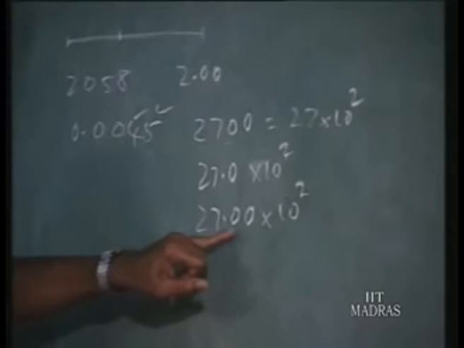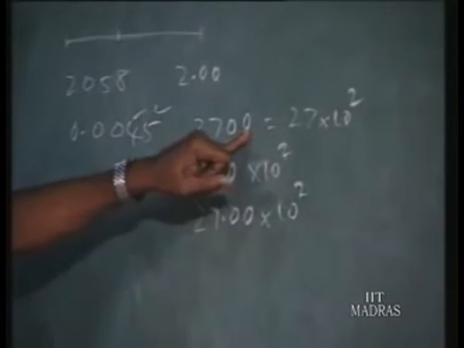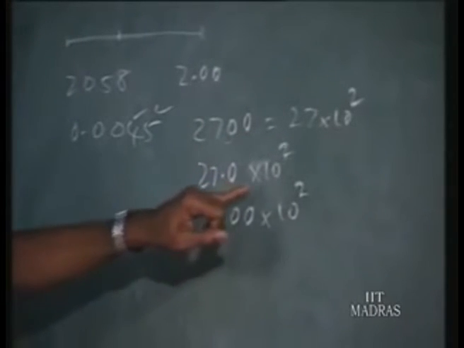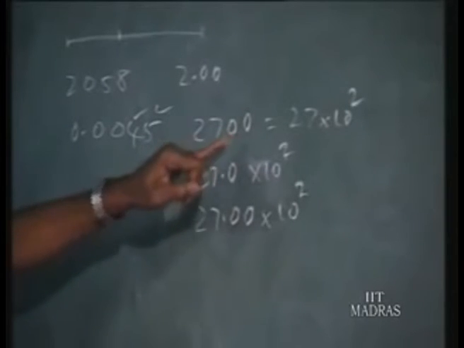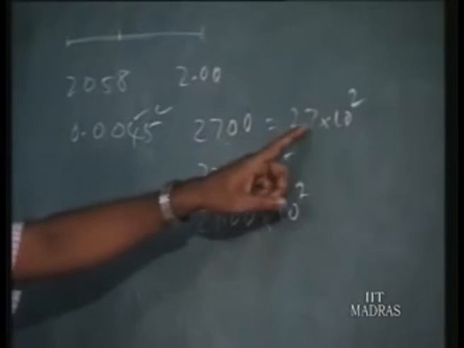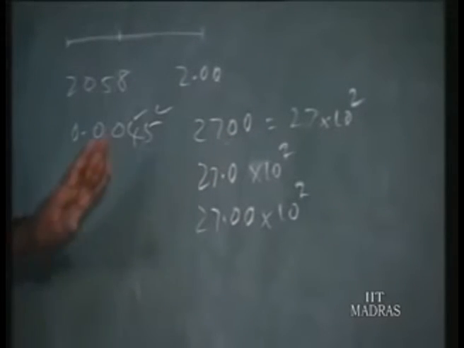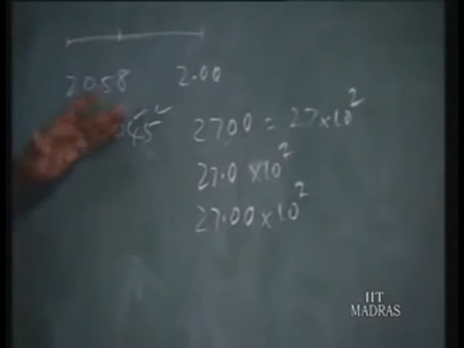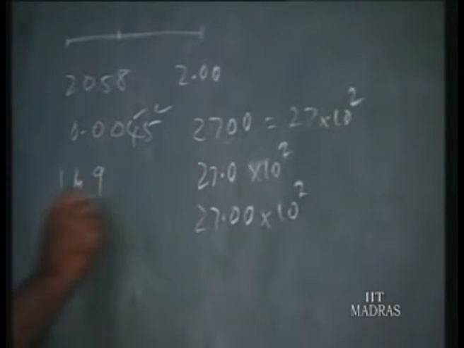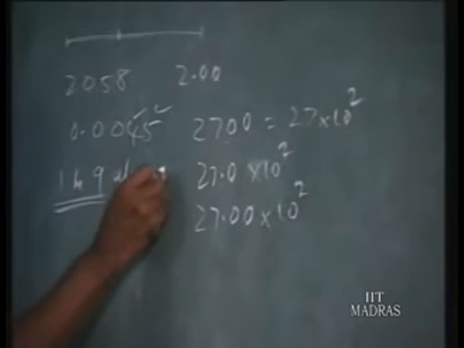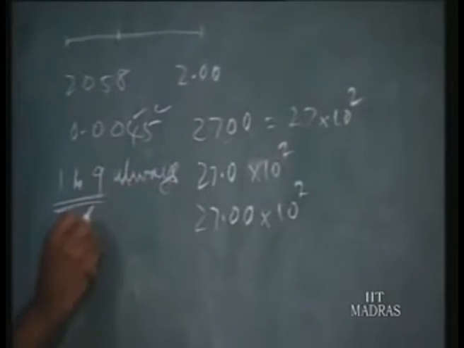Here, if you write 27.0 in 10 to the power of 2, both of them are significant. If you write 27.0 in 10 to the power of 2, only one of them, only the 0, is insignificant. If you write 27 in 10 to the power of 2, both the zeros are not significant. That means there are two instances where zeros are significant, two other instances where zeros are not significant, but all the numbers 1 to 9 are always significant.